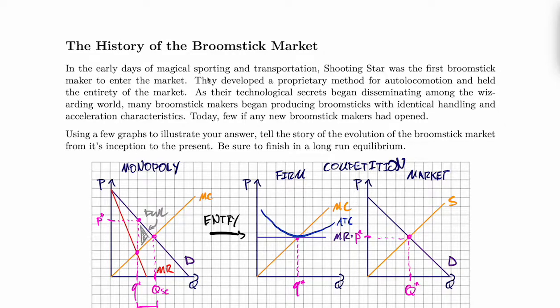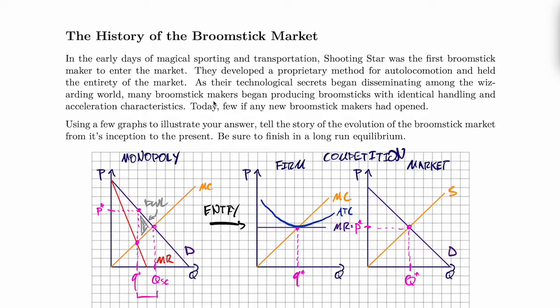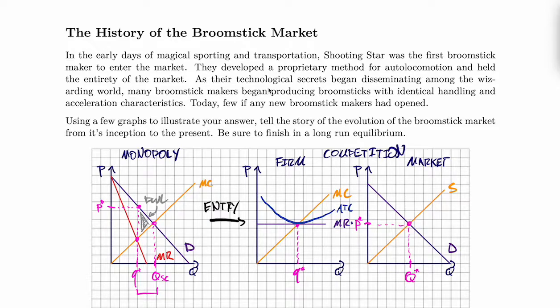In the early days, we're told that Shooting Star was the first to make a magical broomstick using this locomotion. It's a new technology, so at the very beginning their secrets were private, but over time the technology began to disseminate, and many other broomstick makers entered the market. In the end, we're told that the broomsticks have identical handling and acceleration characteristics. And lastly, we're told that few, if any, new broomstick makers had entered the market.